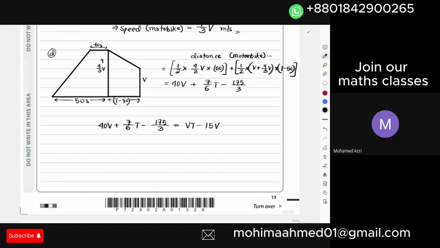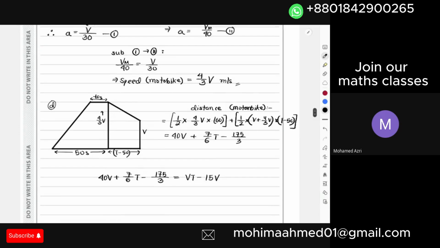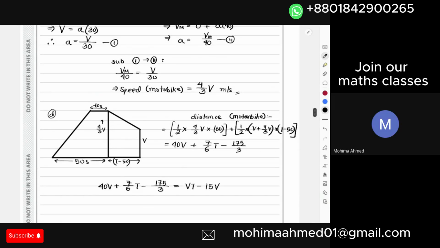Shouldn't it be 7 over 6 VT and 175 over 3V? Oh, right. No, wait a minute. This is supposed to be v. Yeah, right. This was entirely v, right? 7 by 6 v. So over here it's supposed to be vt, and this is going to be 175 by 3v. Yeah, that's why it wasn't making any sense.